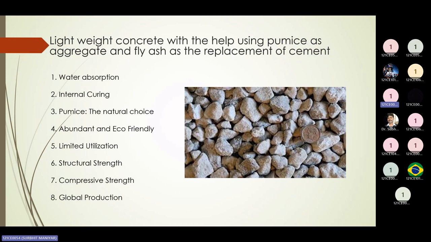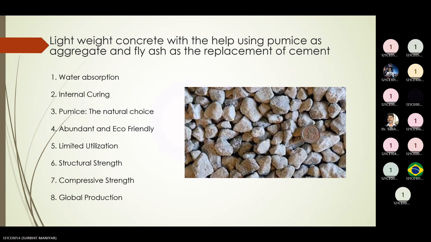Pumice, the natural choice. Pumice is a volcanic rock with a sponge-like structure, ideal for lightweight aggregate. Abundant and eco-friendly, pumice is a readily available and environmentally friendly resource. Limited utilization, despite its potential, pumice hasn't been fully utilized in lightweight concrete production. Structural strength, studies show pumice concrete can achieve compressive strengths up to 25 MPa, making it suitable for structural applications.